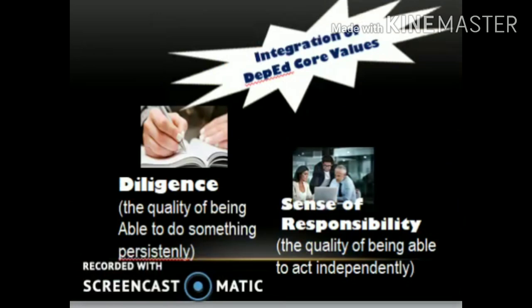Learning a language or anything requires certain attitudes or values. To be able to understand and learn grammar rules in English, like the one we have in this learning video, will require you to be diligent. This means doing something persistently and never stopping until you have accomplished the tasks you are asked to do. It will also require you to be responsible.